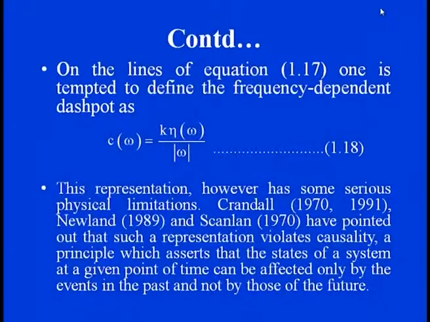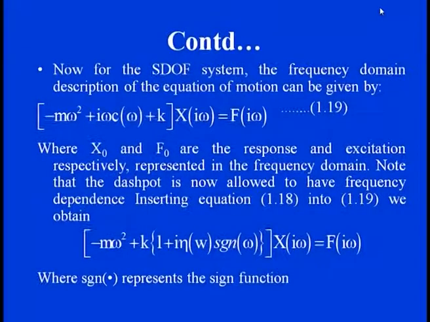The causality principle asserts that the state of the system, with respect to time variation, is affected only by events which have passed, and not by something that will happen in the future. So we need to incorporate all those situations when we are trying to formulate the dashpot coefficient, or the frequency dependent damping coefficient. So now, with this concept, we can formulate the problem in the frequency domain dissipation.